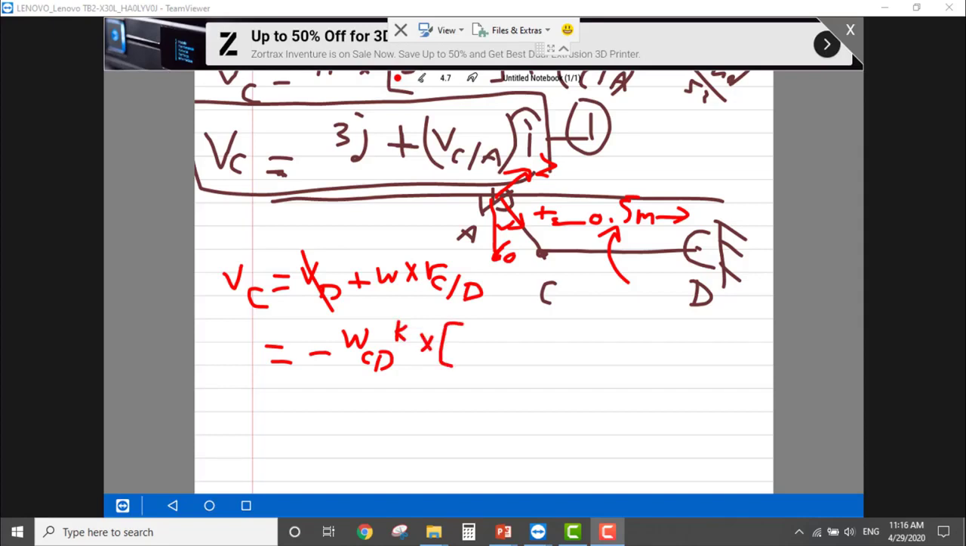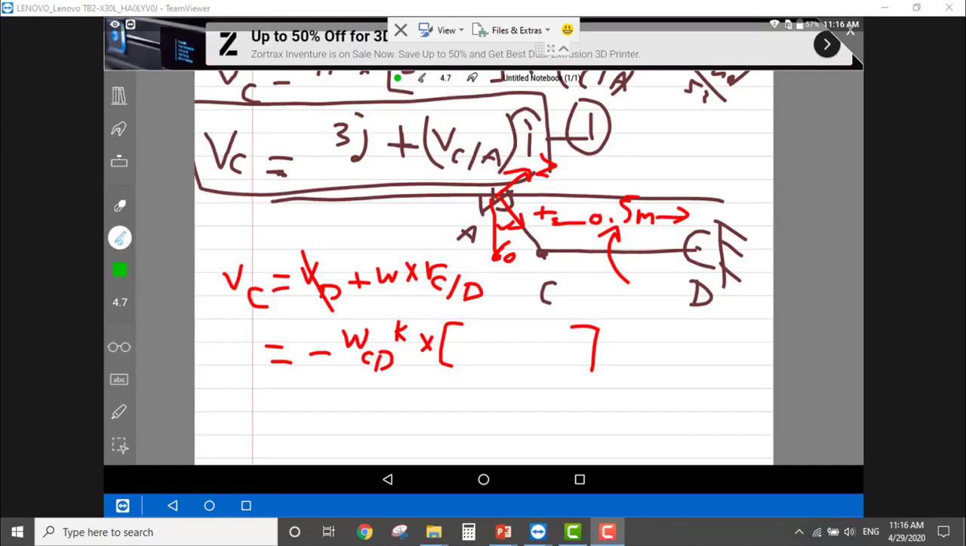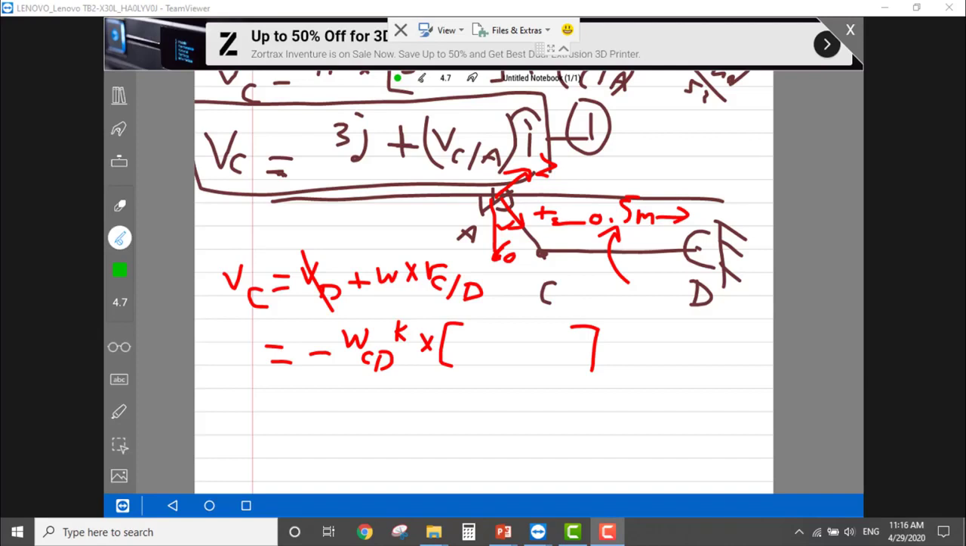Now here is the question. If we want to move from D to C, then we'll not move only in X or only in Y. We'll move in both directions. Why? Because we'll follow our coordinate system, which is this one.